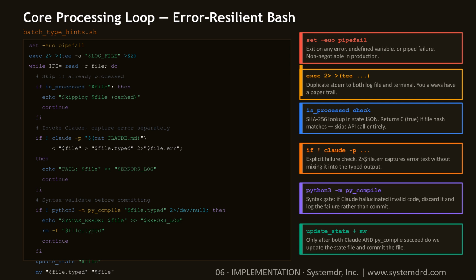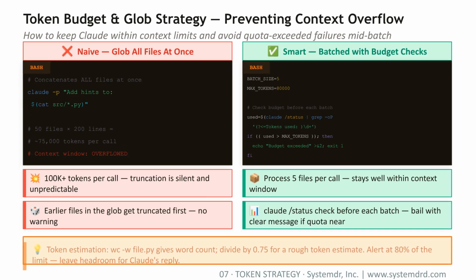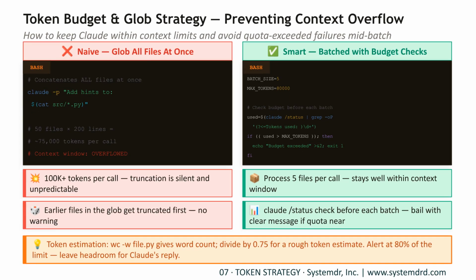Let us look at the token budget and batching strategy that prevents context window overflow: how to keep Claude within context limits and avoid quota-exceeded failures mid-batch.